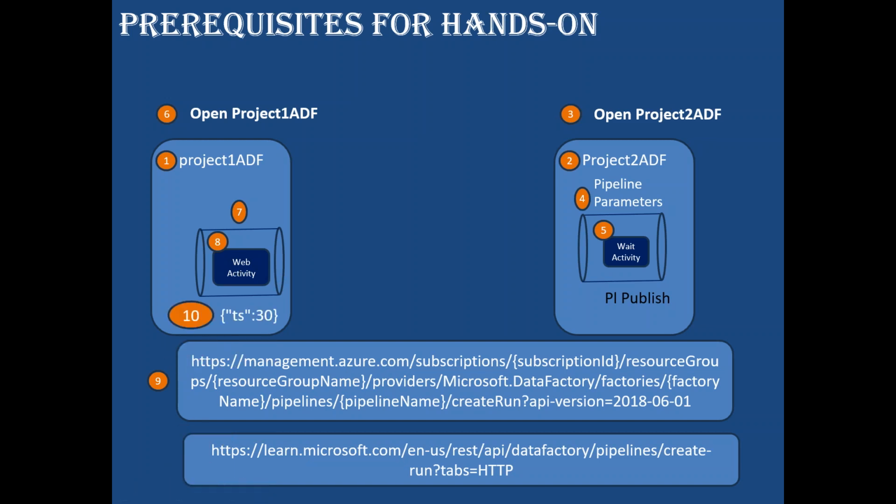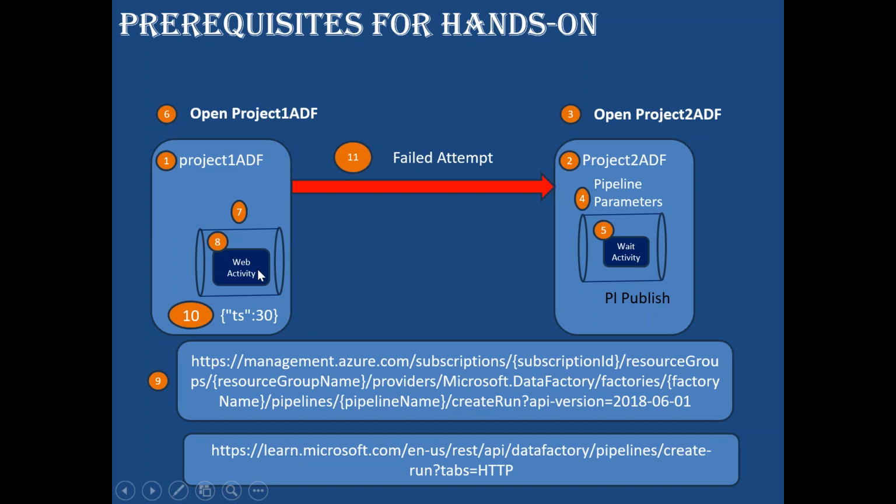Along with that, I will be passing the parameters. Here I created a pipeline parameter, right? That pipeline parameter is TS, time in seconds. TS I will be passing as 30 seconds. So these 30 seconds I will be using within the wait activity to wait for 30 seconds. If I pass 50, it will wait 50 seconds. So the values I will be passing dynamically to the wait activity.